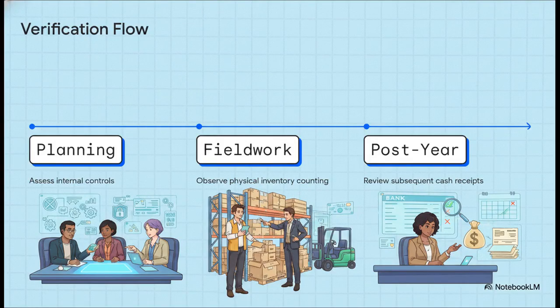And this whole verification process isn't just a single event, it's a chronological flow. During the planning phase, they sit down and assess the company's internal controls. Then, during field work, they're right out there on the warehouse floor observing the physical inventory counting, making sure what's on the spreadsheet is actually sitting on the shelf. Finally, in the post-year-end phase, say a debtor didn't reply to a confirmation. Well, the auditor will review subsequent cash receipts. They'll check the bank statements after year-end just to see if the customer actually paid the bill.